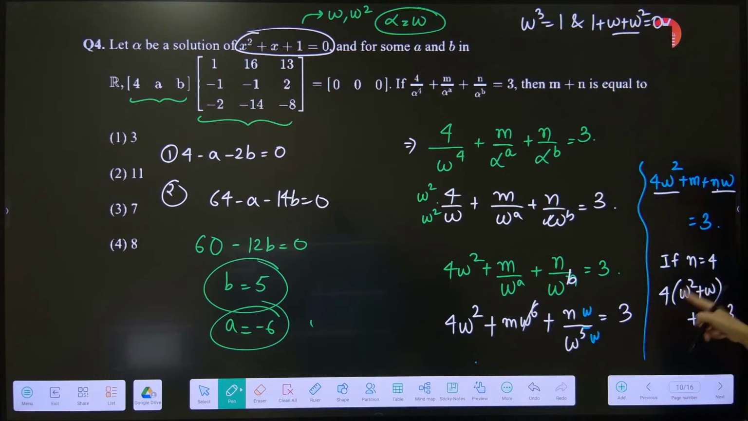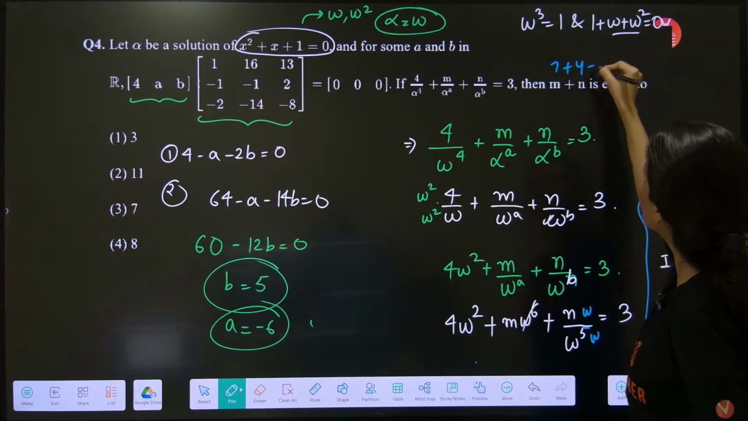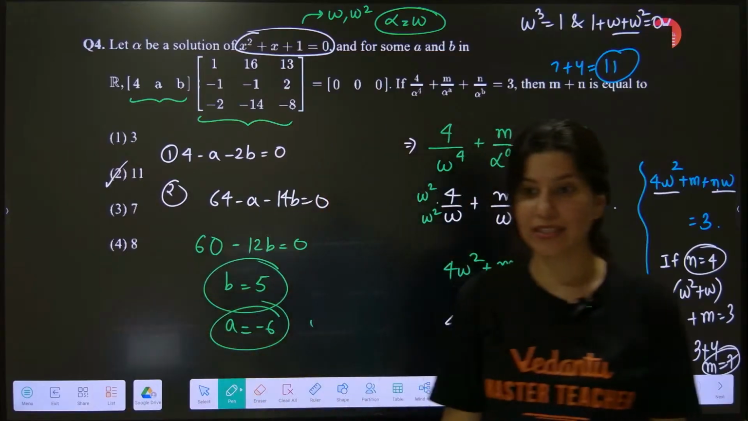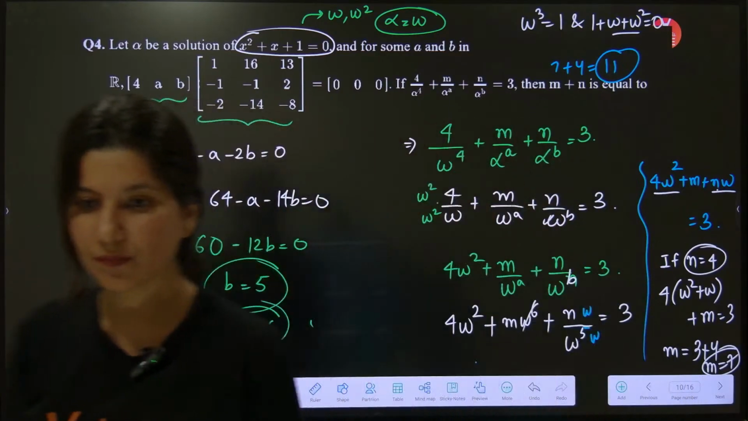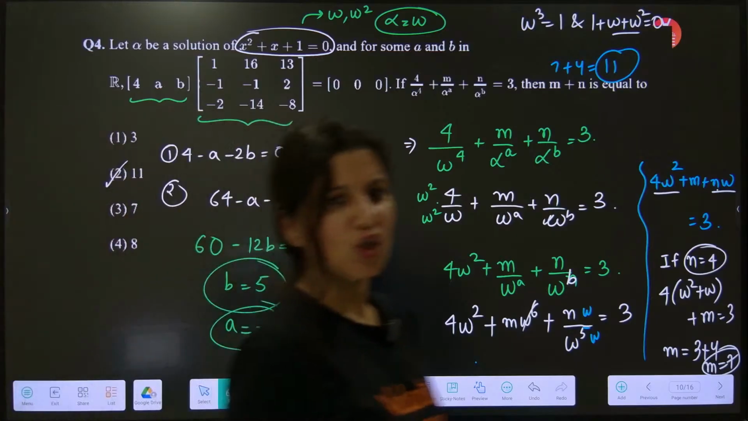So this is minus 1, minus 4. So m is nothing but 3 plus 4. So m will be just 7. n is equal to 4. m is equal to 7. 7 plus 4 is nothing but 11. Option B is absolutely right. Okay? Clear, everyone? Good question, I would say.